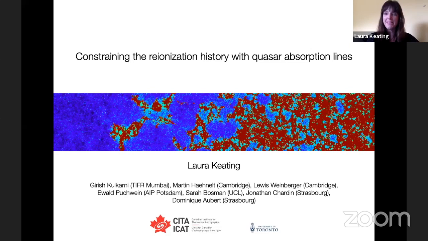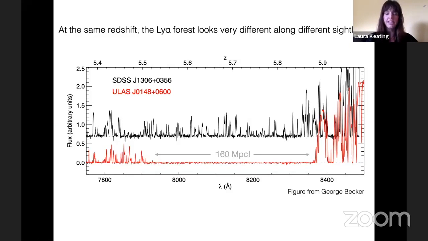And today I'm going to be telling you something about what we can learn about the history of reionization from looking at quasar absorption lines, and in particular the Lyman-alpha and Lyman-beta forest. The first point I really want to emphasize is there's a huge amount of information that you can learn about reionization from looking at the Lyman-alpha forest.